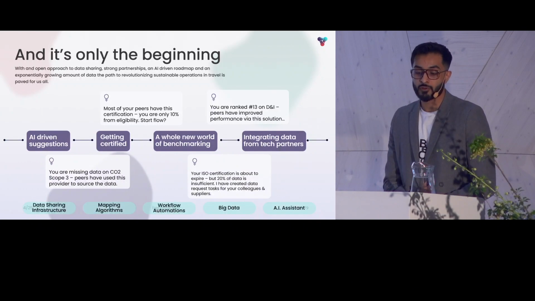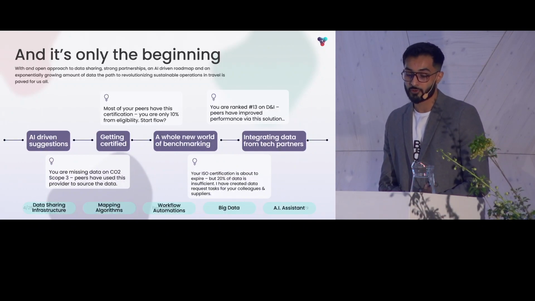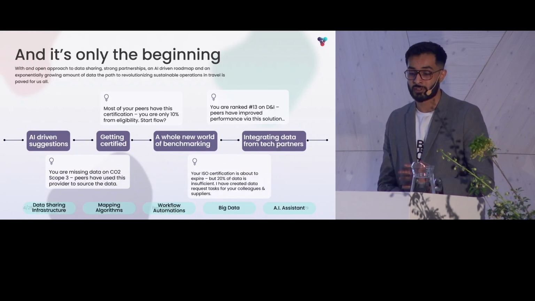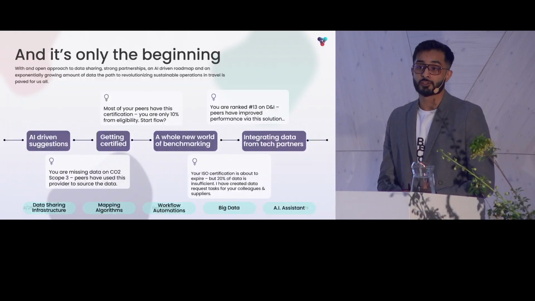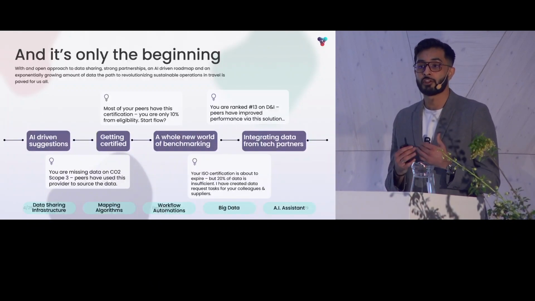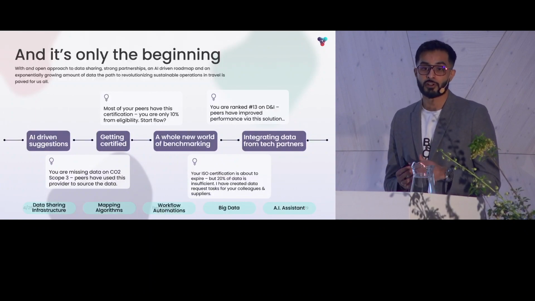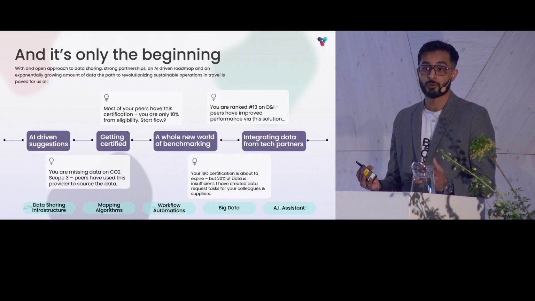We could be driving over to AI-driven suggestions, which is you're missing data on CO2 scope 3. Peers have used this data source provider to source that data. Maybe you should do the same. Getting certified engine, making it easier for, and telling hotels, hey, you're this far away from being certified with A, B, C, D, or E, you're missing 10% eligibility, start the flow.